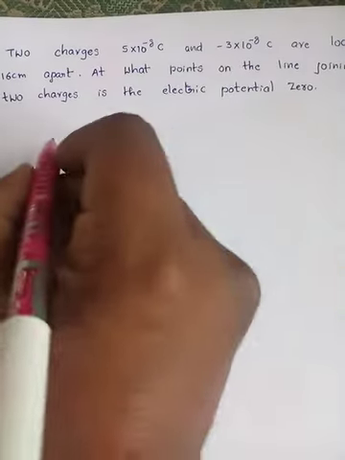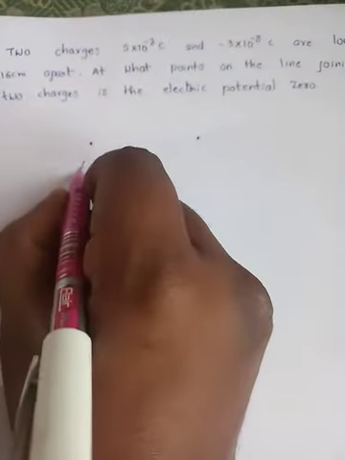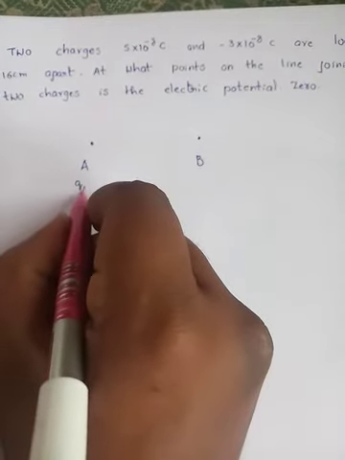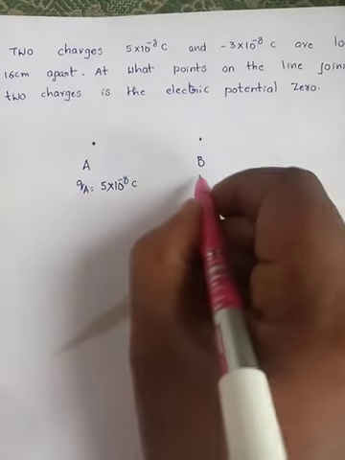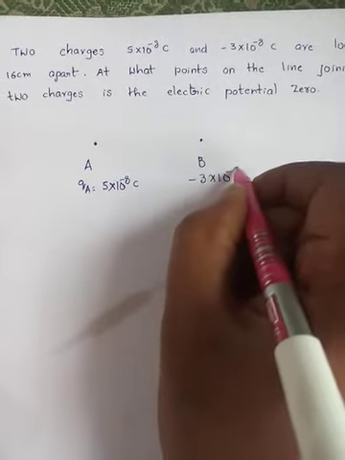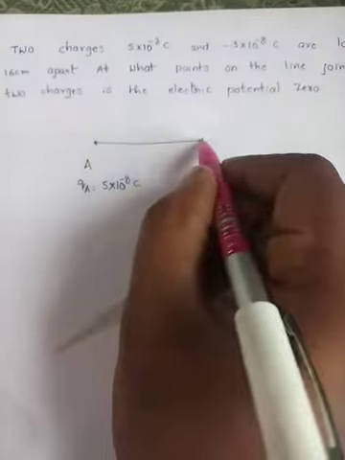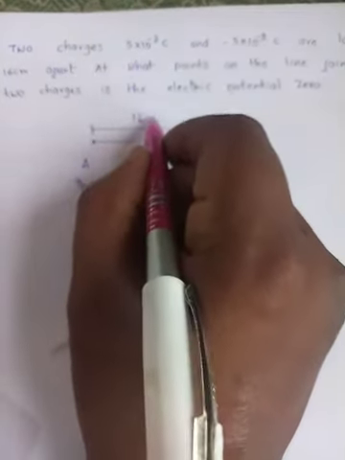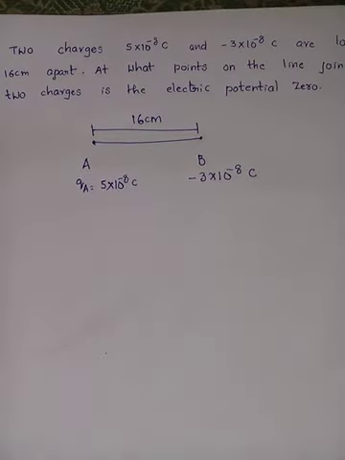Now, let us consider two charges, one is A, another one is B. The charge at A is 5 into 10 raised to minus 8 coulomb. The charge at B is minus 3 into 10 raised to minus 8 coulomb. These two charges are separated by a distance of 16 centimeters, right? That is what is given in the question.